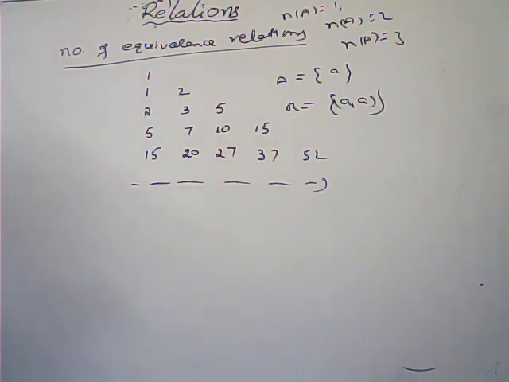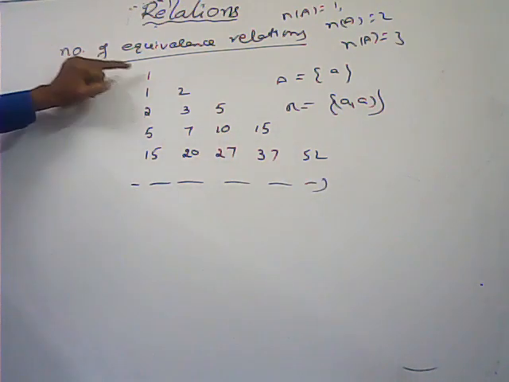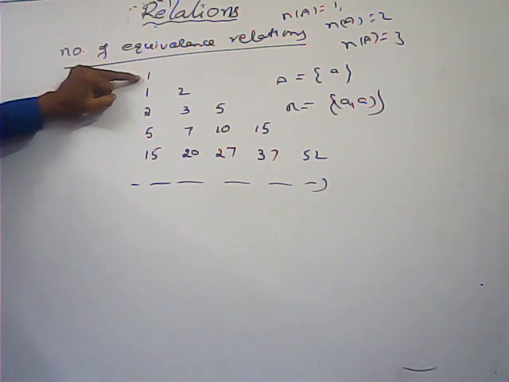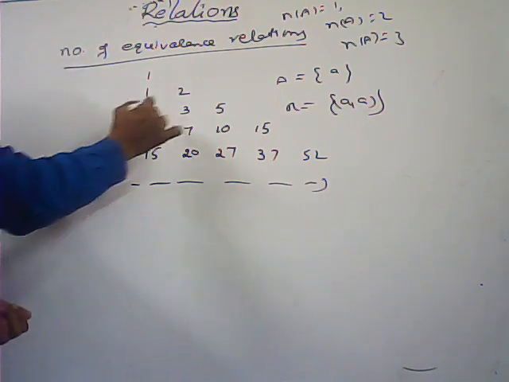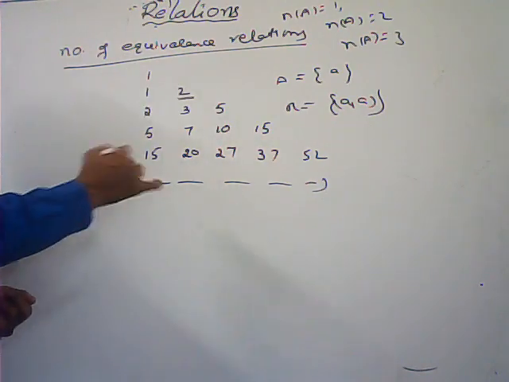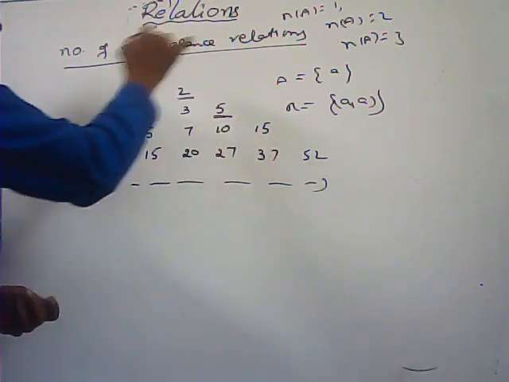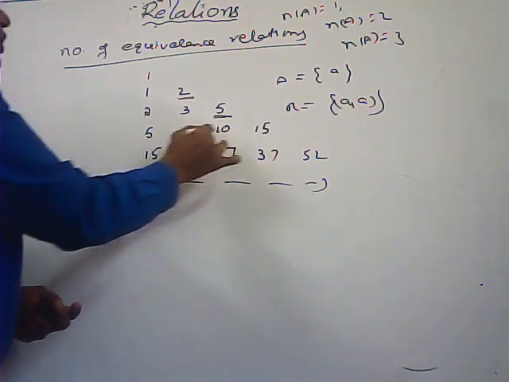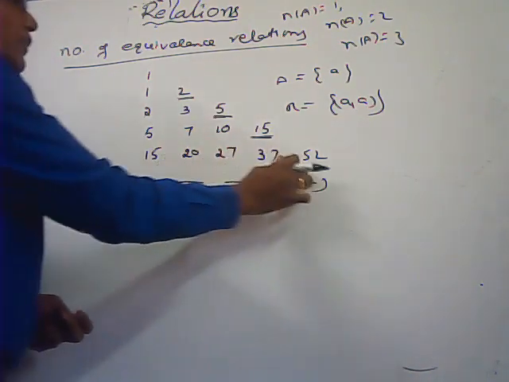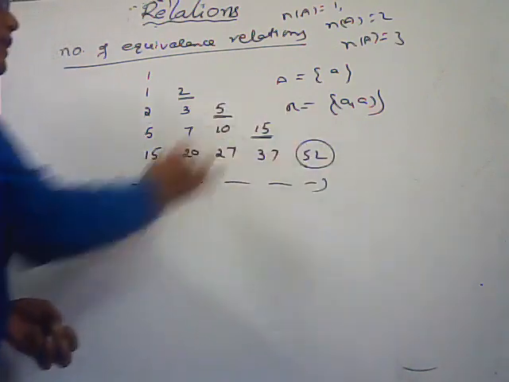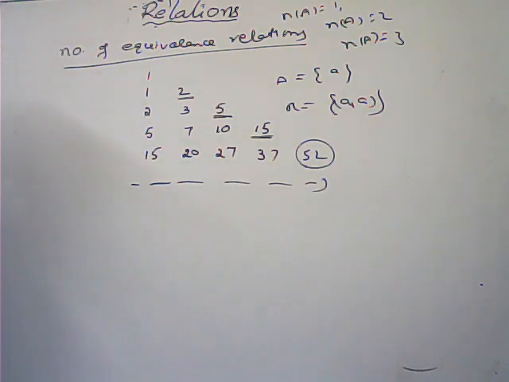Now how to say this one? If a set contains only one element, number of equivalence relations is 1. If a set contains 2 elements, number of equivalence relations is 2. If a set contains 3 elements, number of equivalence relations is 5. If a set contains 4 elements, the number of equivalence relations is 15. If a set contains 5 elements, number of equivalence relations is 52. So, in the next class, we can discuss different model questions.